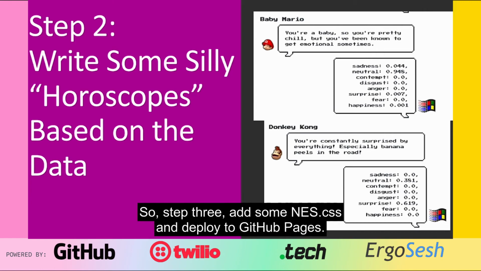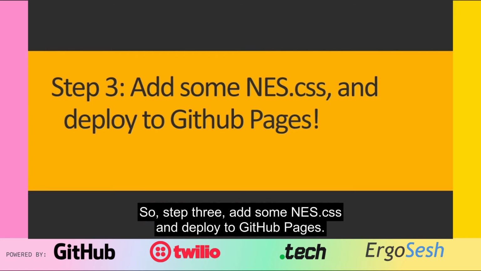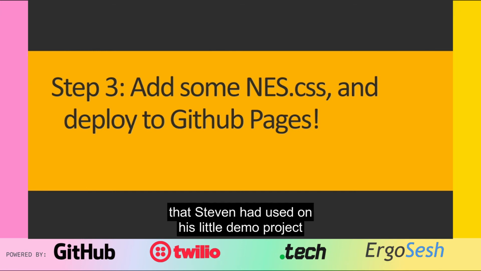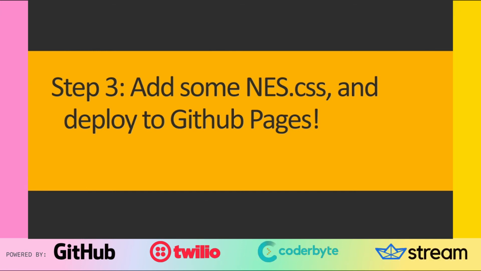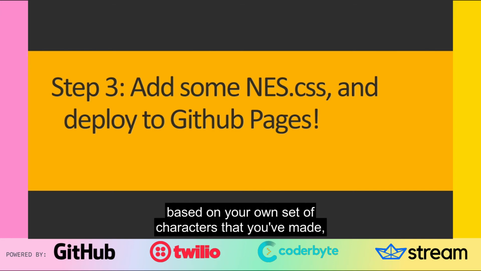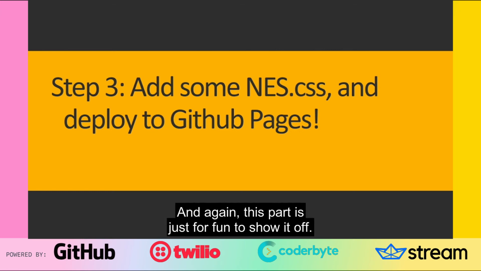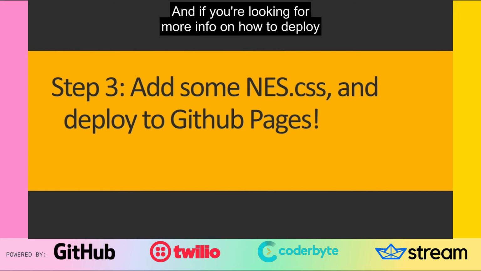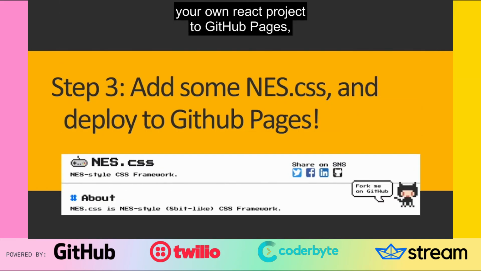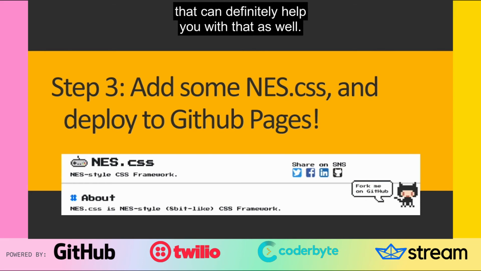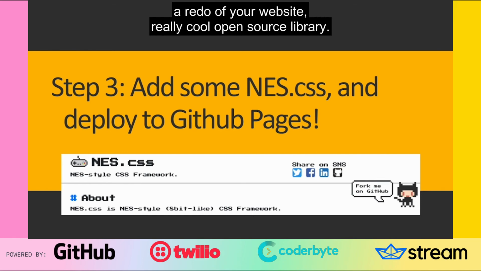So step 3, add some nes.css and deploy to GitHub pages. So again, I used this CSS library that Stephen had used on his little demo project that he had done before. When you make your own, depending on your Rick and Morty astrology, or maybe you're even doing astrology based on your own set of characters that you've made, you can use whatever kind of CSS library that you want. And again, this part's just for fun to show it off. And if you're looking for more info on how to deploy your own React project to GitHub pages, there's great tutorials online that can definitely help you with that as well. So check out nes.css, especially if you're doing a redo of your website. Really cool open source library.